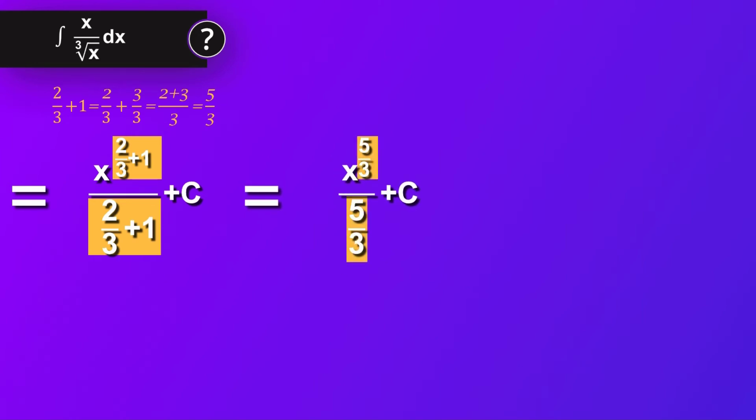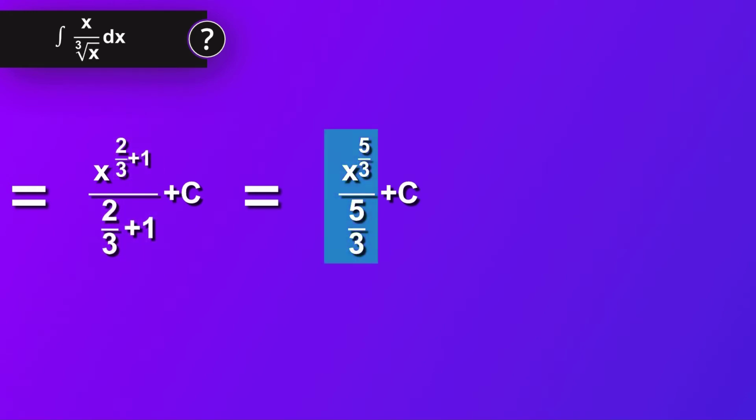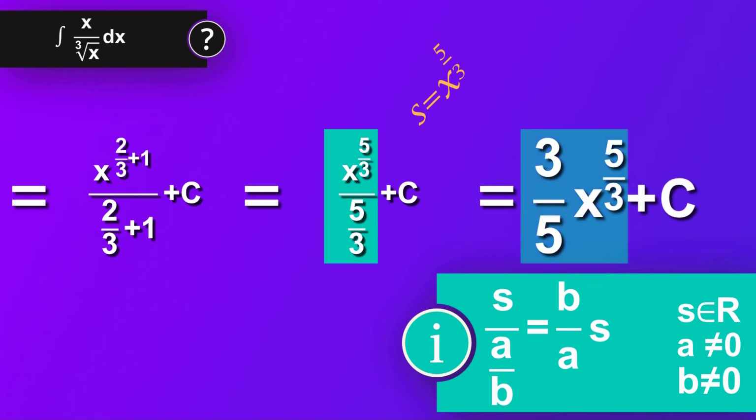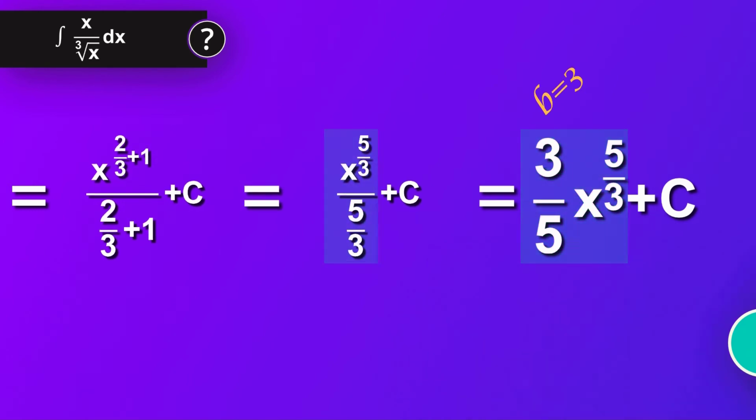We may now add 2/3 to 1, and if we change 1 into 3/3, we get 5/3. So we have x raised to 5/3 divided by 5/3 plus constant c. We can smooth it a little, taking advantage of the formula which says that s divided by a divided by b equals b divided by a multiplied by s. In our case, s is equal to x raised to 5/3, a is 5, b is 3.